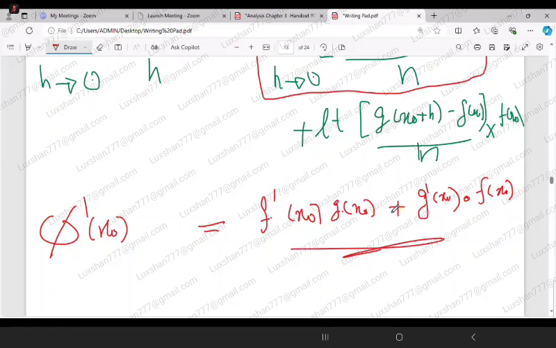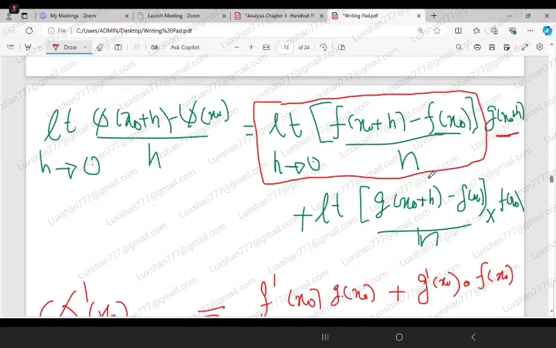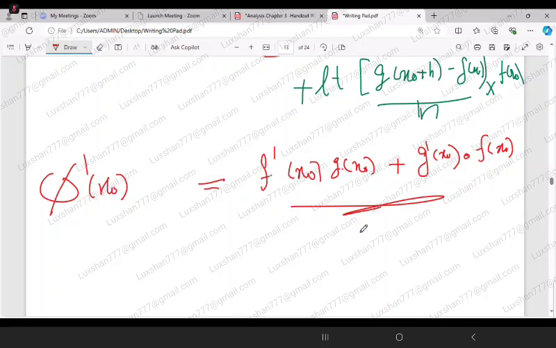Do you understand this? Very simple. Just for the sake of showing I'm doing this, see whether you understand this or not. Tell me whether you understood or not.